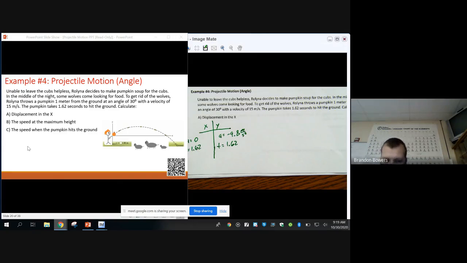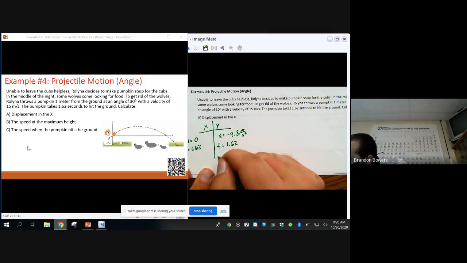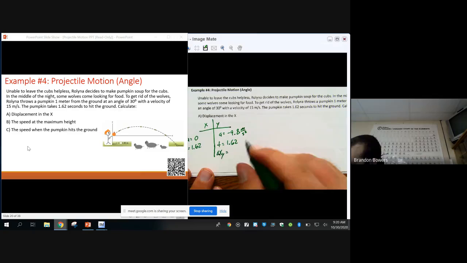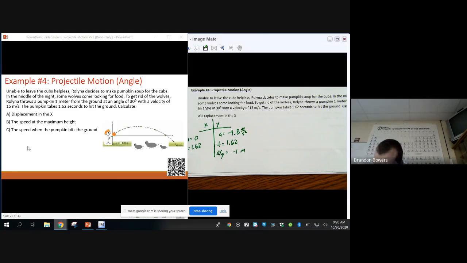All right, so if we look at this picture, she let the pumpkin go 1 meter. So it actually falls 1 meter in the y direction, right? Based off this picture, my delta y is -1 meter. All right. Do we know anything else? Oh, the initial velocity? At the ground at an angle with a velocity of 15 meters per second.